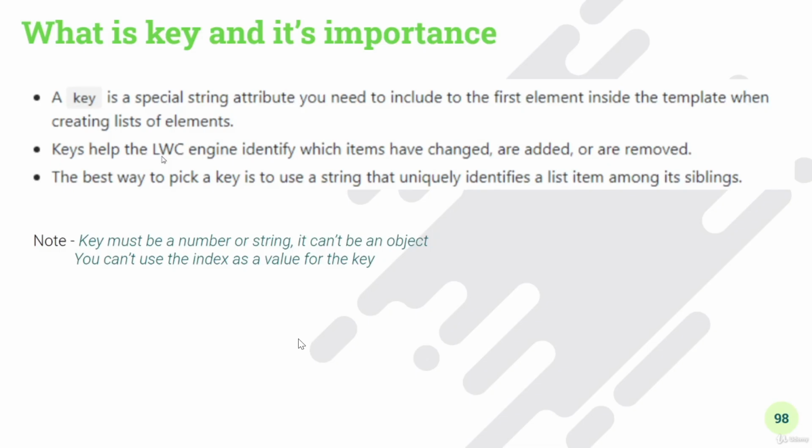Instead of going through each node and parsing through all the nodes to figure out what's happening, it's better you give the key and it will figure it out: this particular element has been changed, removed, or added. So this is just for the LWC engine behind the scenes. The key note here is that key must be a number or a string. It can't be an object, and you cannot use the index as a value for the key. If you don't understand anything, we'll see it now in VS Code.